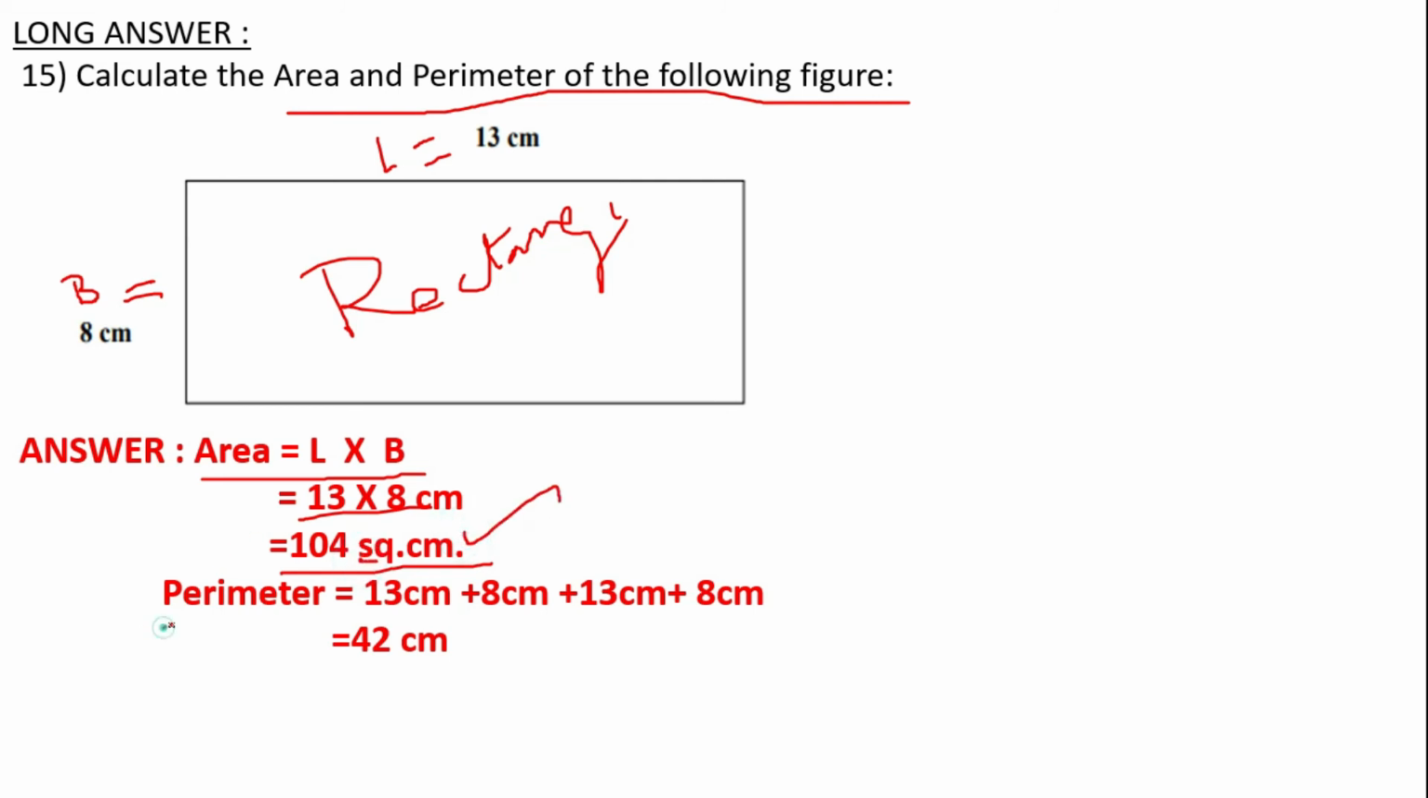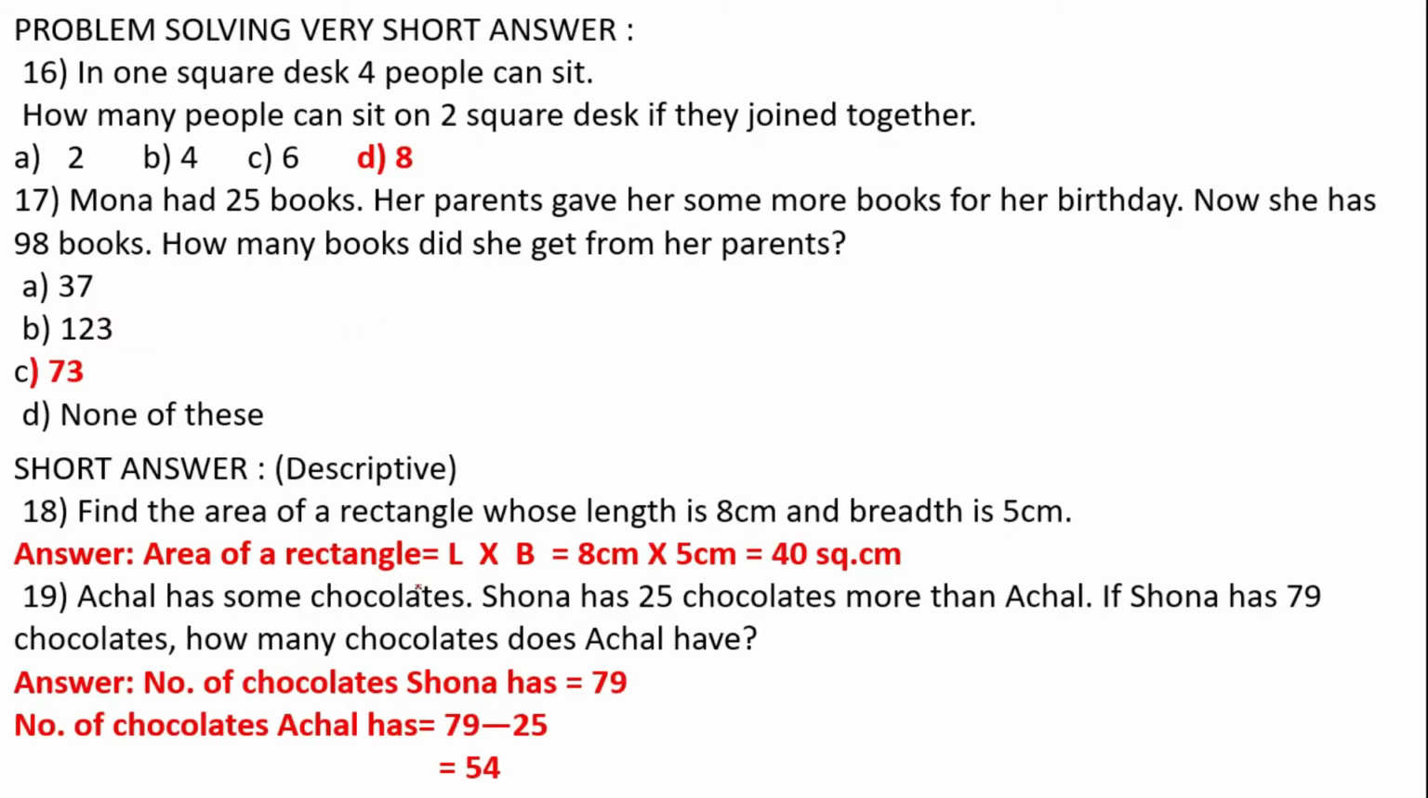The perimeter is nothing but adding all the sides. Here 13 centimeter means the opposite side should be 13 centimeter. Here 8 centimeter, here also 8 centimeter. Add all the sides, you will get the perimeter of the rectangle. So 13 plus 8 plus 13 plus 8, totally 42 centimeter is the perimeter of the given rectangle.